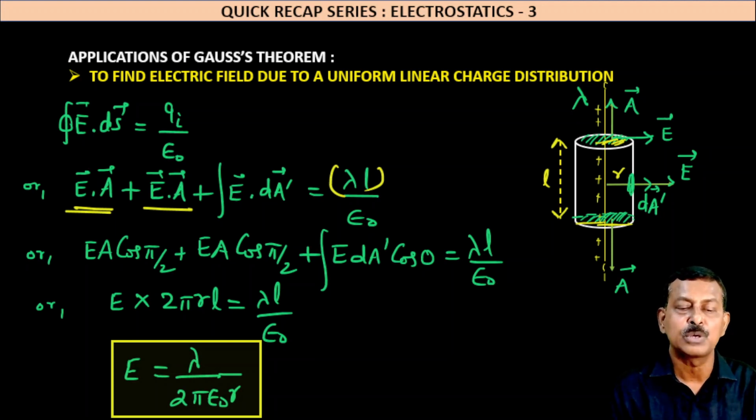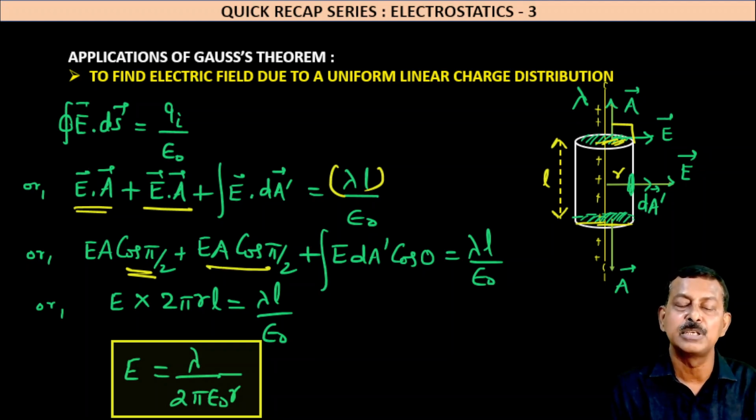Now, if you consider the angle between electric field E and vector area A, in that case, this one is 90 degrees. So as this particular angle is 90 here, it is EA cos pi by 2. The second one is also EA cos pi by 2.